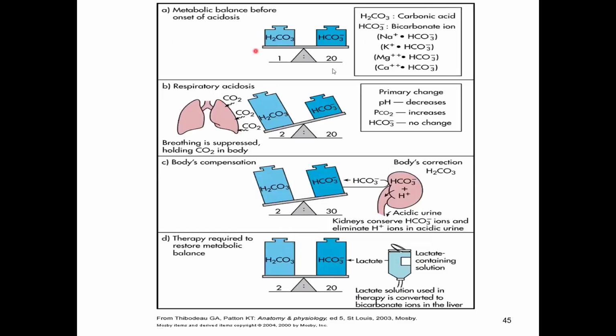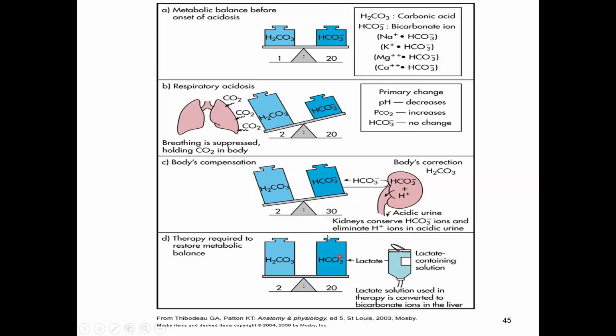These are the conditions. Under normal circumstances, the ratio is always 1:20 for carbonic acid and bicarbonate. In respiratory acidosis, breathing is suppressed and carbon dioxide is held, so the ratio is disturbed, reaching 2:20. Then the body compensates through renal mechanisms. Metabolic compensation occurs, and the kidneys conserve bicarbonate ions and eliminate hydrogen ions. So acidic urine is formed in such conditions.